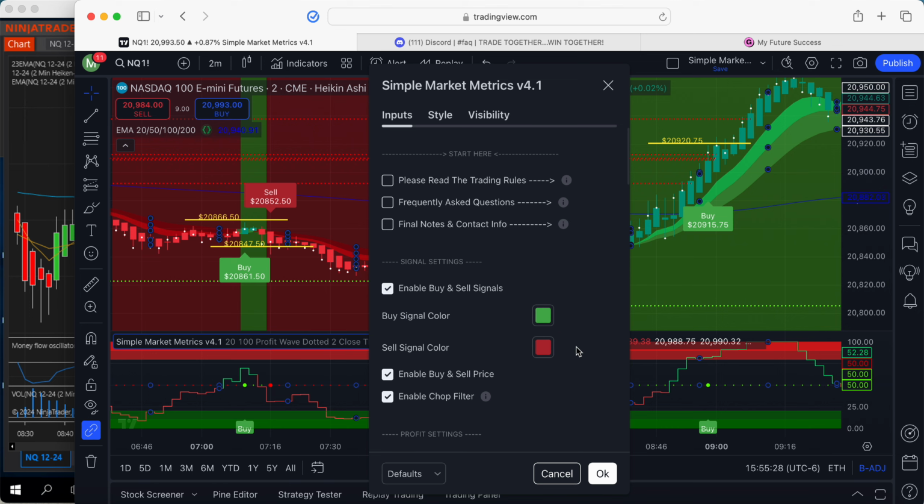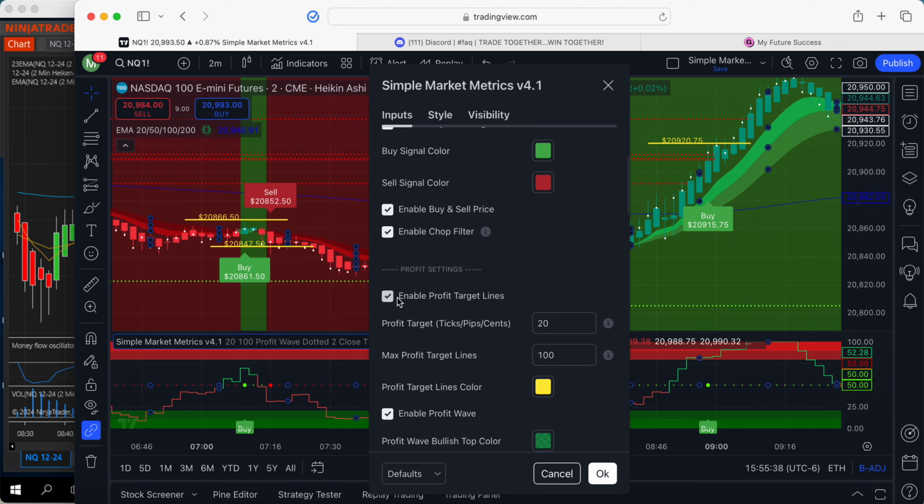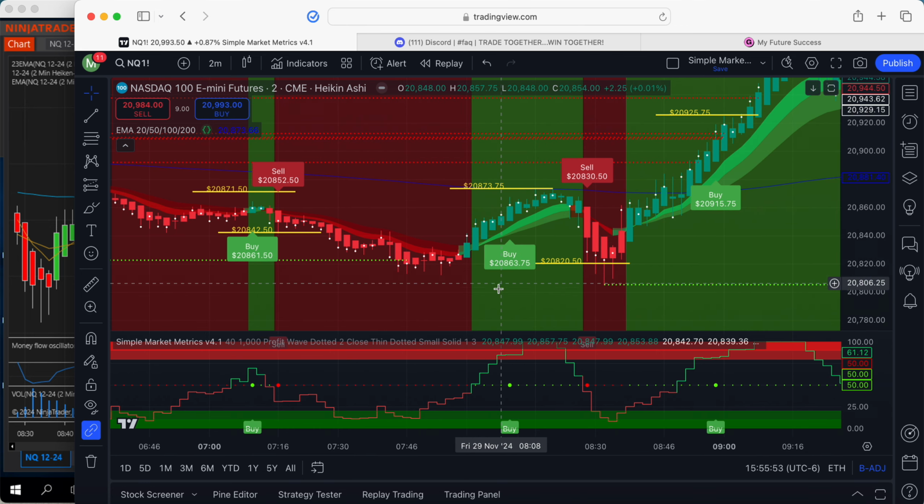This will enable your buy and sell signals. The chop filter is more of a recent addition, I think within the past couple months, so it cleans up some signals and has a higher win rate. This is how you adjust your profit target. Since we're on the NQ 2-minute, we're going for 40 ticks. Plot that at 1,000. All right, so now you see it sitting at 10 points away.